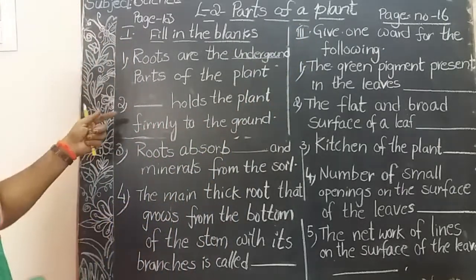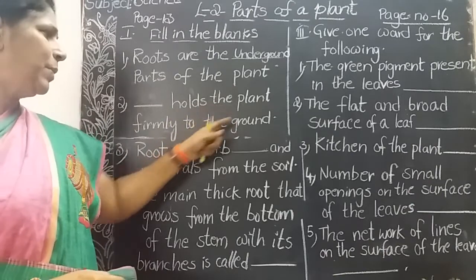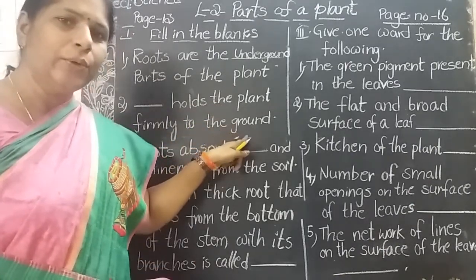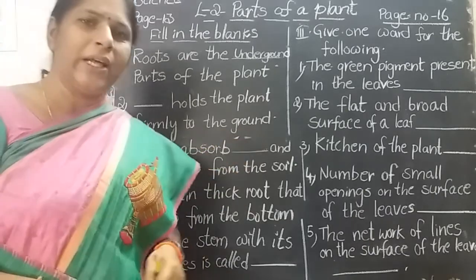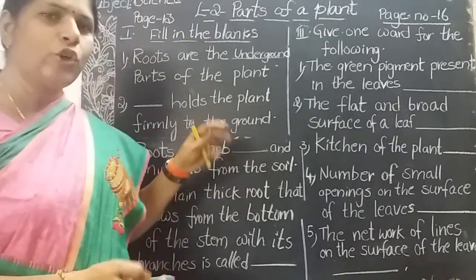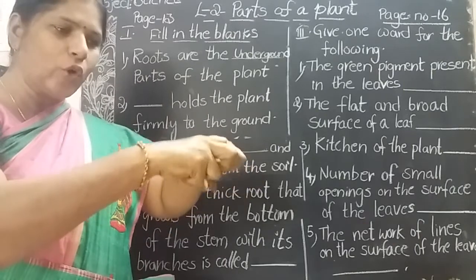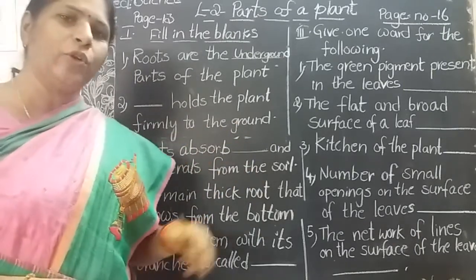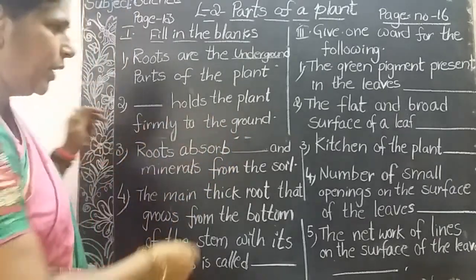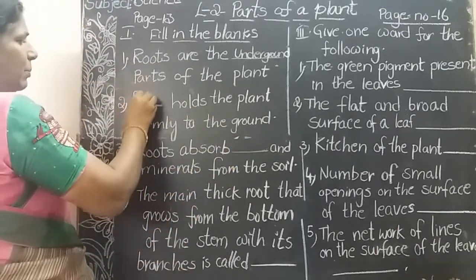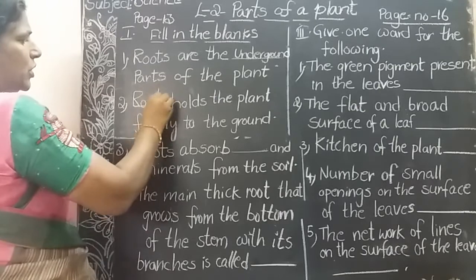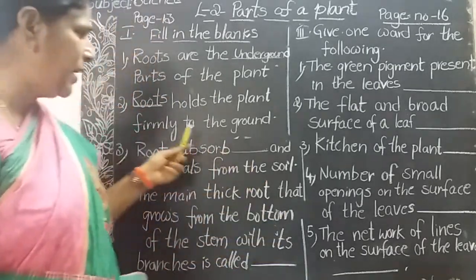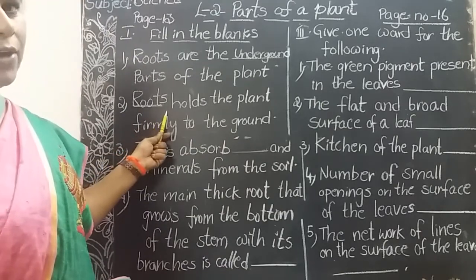Okay. Second one, read: Dash hold the plant firmly to the ground. Which part of the plant grows under the ground? Root. So roots hold the plant. Roots, R-O-O-T-S. Roots hold the plant firmly to the ground.